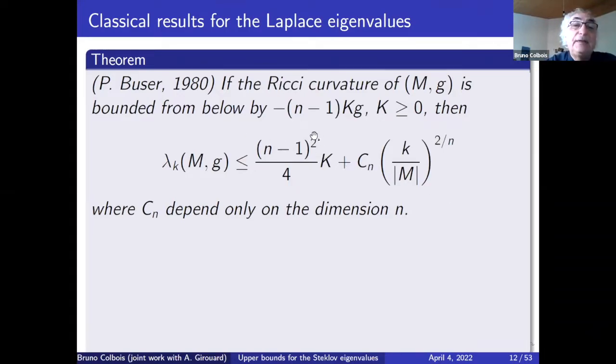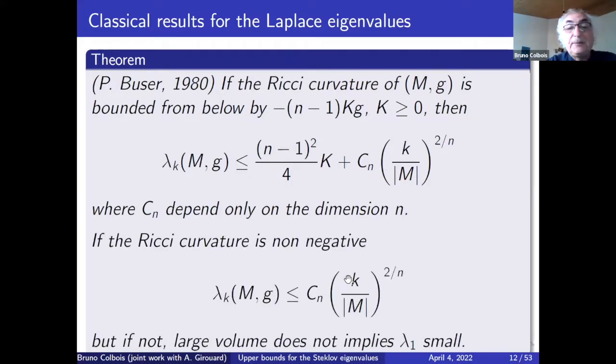You see, lambda_k is less than a constant depending on n times k plus c_n times k over m, and this is quite good here because this is exactly the term coming in the Weyl law of the spectrum. So in some sense, this exponent is optimal. Same thing if the Ricci curvature is 0, you have something which depends.